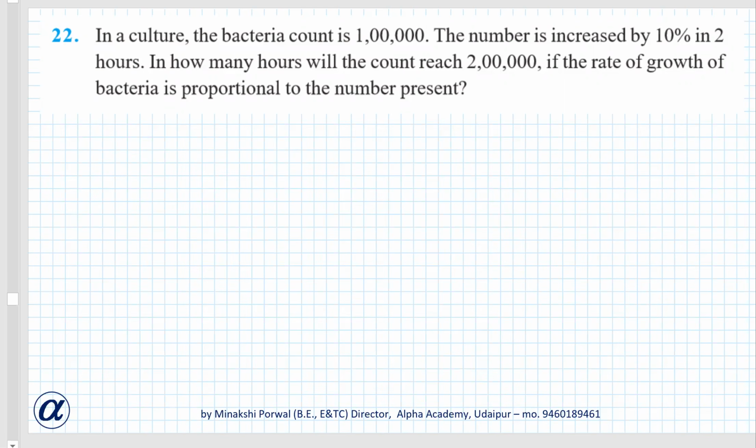Exercise 9.4, question number 22. In a culture, the bacteria count is 1 lakh. The number is increased by 10% in 2 hours. In how many hours will the count reach 2 lakh if the rate of growth of bacteria is proportional to the number present?